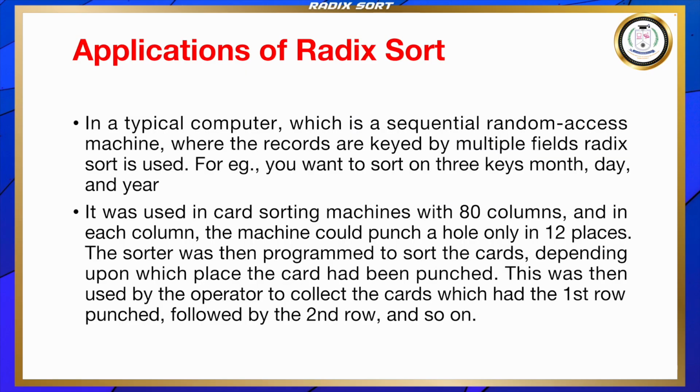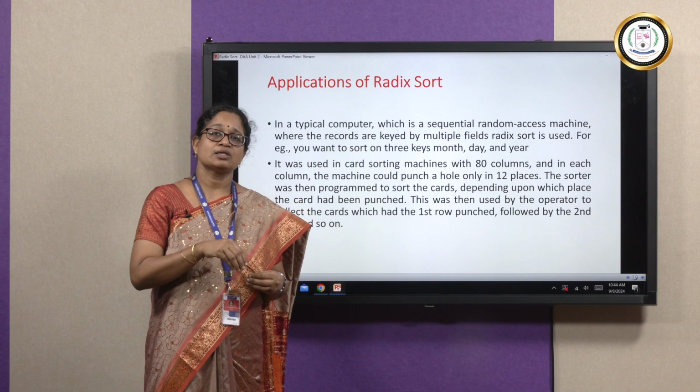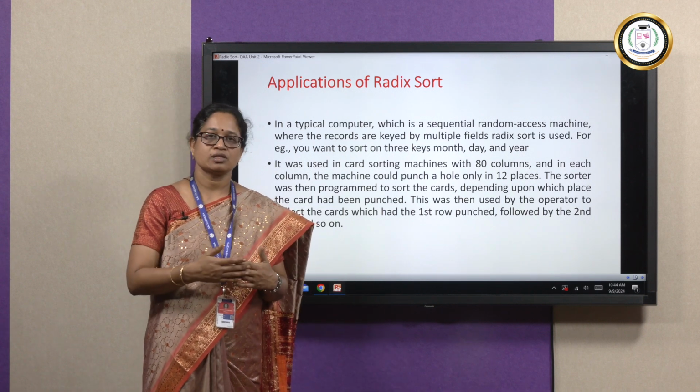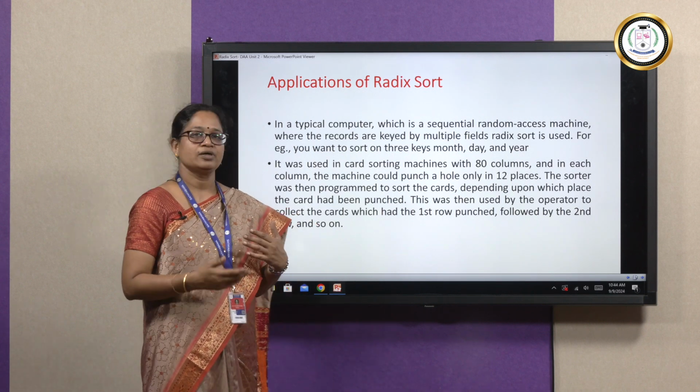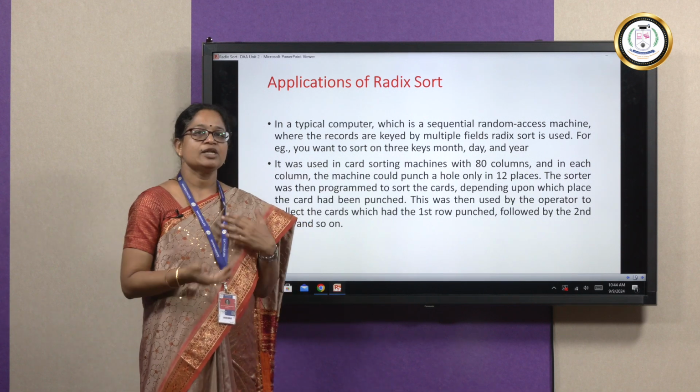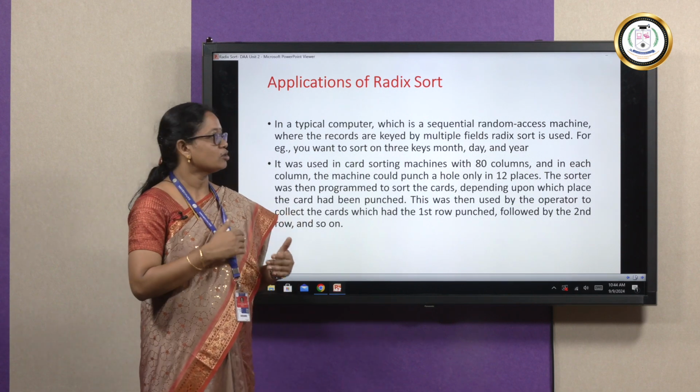So the application of Radix sort, where it is applied. In a sequential random access machine, the records are keyed by multiple fields. So in that case, Radix sort can be applied. For example, if you want to sort on 3 keys, month, day and year, you can use Radix sort. First you sort by year, then by day, and then by month.